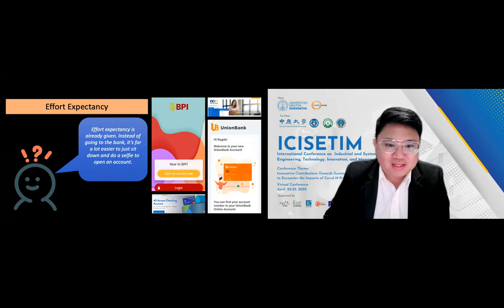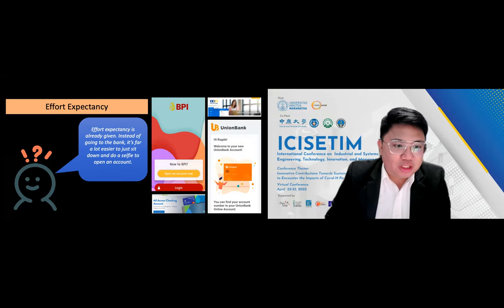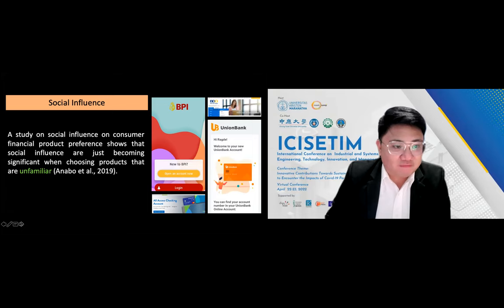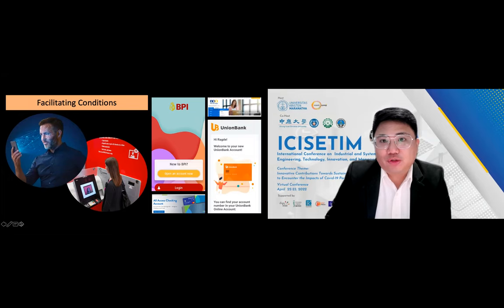In terms of social influence, according to a study on social influence on customer financial product preference, social influence only becomes significant when choosing products that are unfamiliar. But bank account opening is something that is familiar to most people. So this is why it is not significant in terms of the findings. 97% of the respondents have already opened an account, so they know the process already, and the bank account opening process is not new to them. Next slide, please.